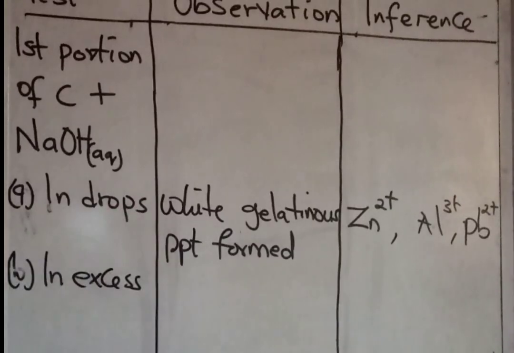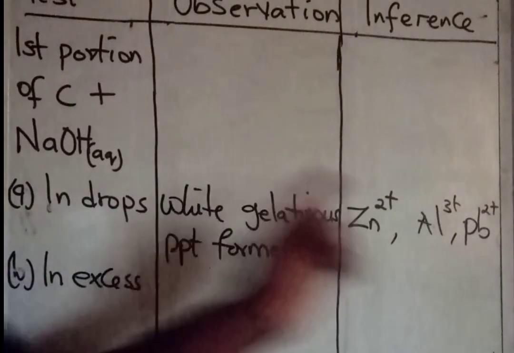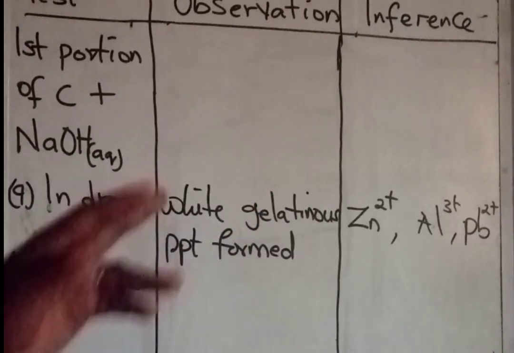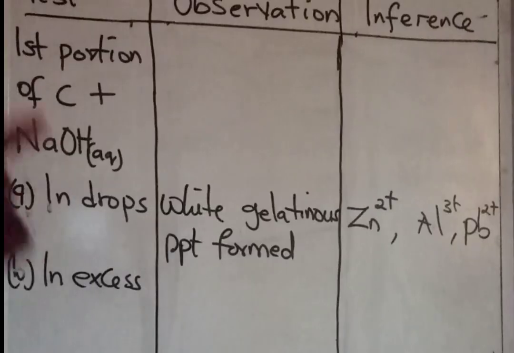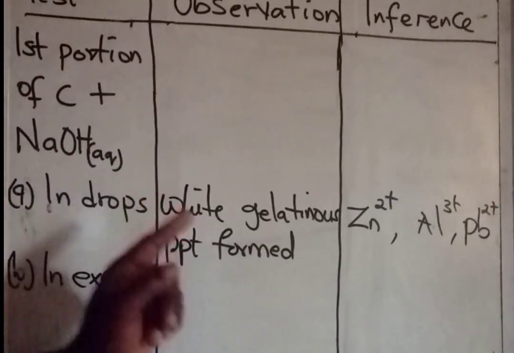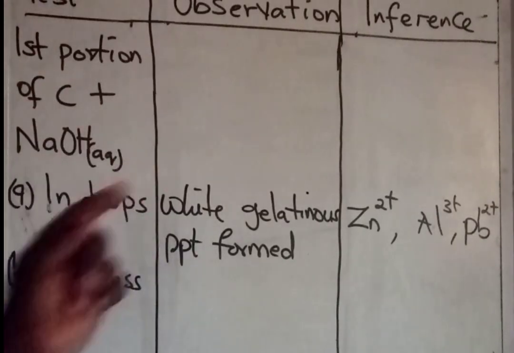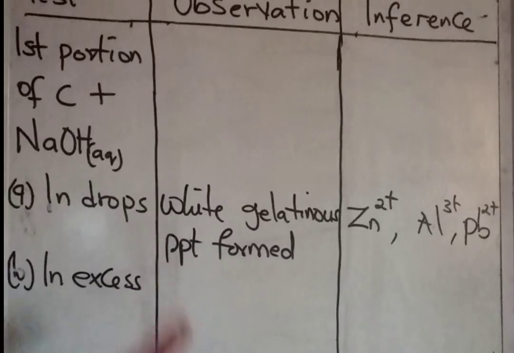If it dissolves, some of the ions will be removed from the inference that we have made before. If the precipitate did not dissolve, then there are also some ions that will be removed. Now let us analyze the two of them.